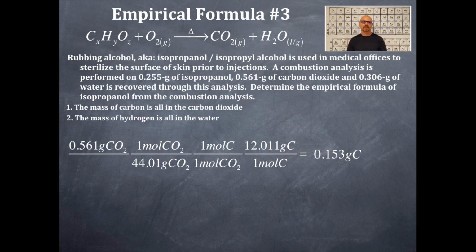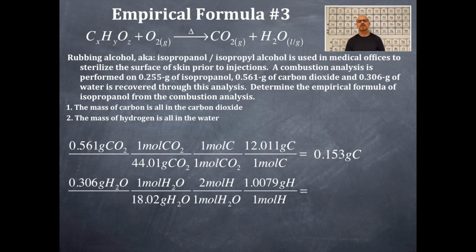Okay? All right. Number two, the mass of hydrogen is all in the water. So I'm going to start off with the 0.306 grams of water, and I'm going to convert that into moles of water. Then from moles of water, I'm going to get moles of hydrogen. But be careful and look at the moles of hydrogen in the moles of water. And then I'm going to convert those moles of hydrogen into grams of hydrogen using the molar mass. And here's that here. So I want to highlight something in yellow here, so pay attention to this.